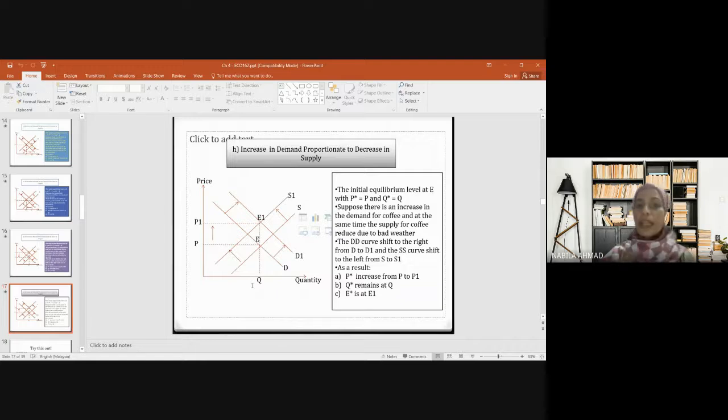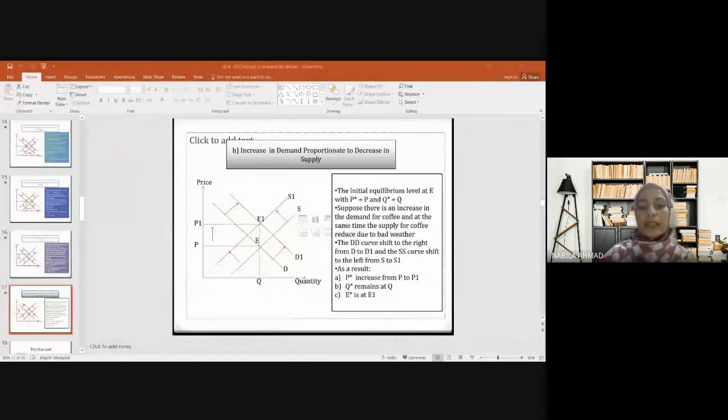Right. So there is actually one more situation, simultaneous changes but at different proportion. Okay. So for this one, you have to look at the textbook.